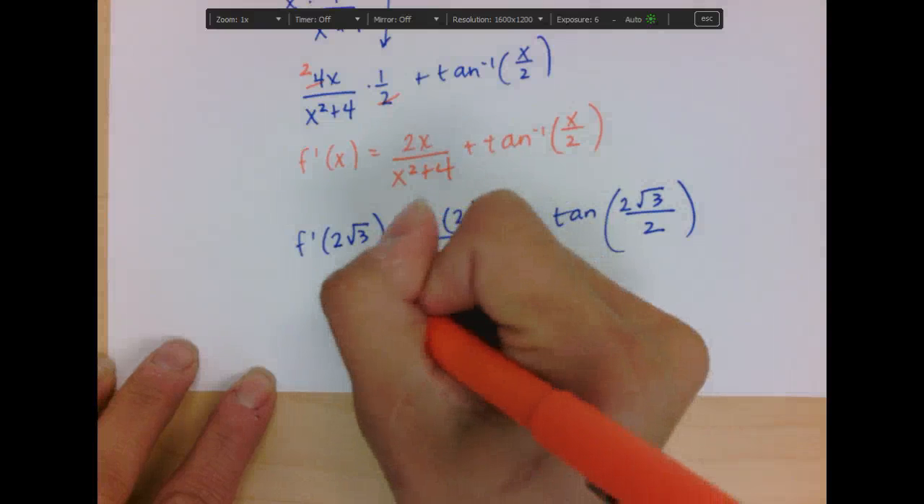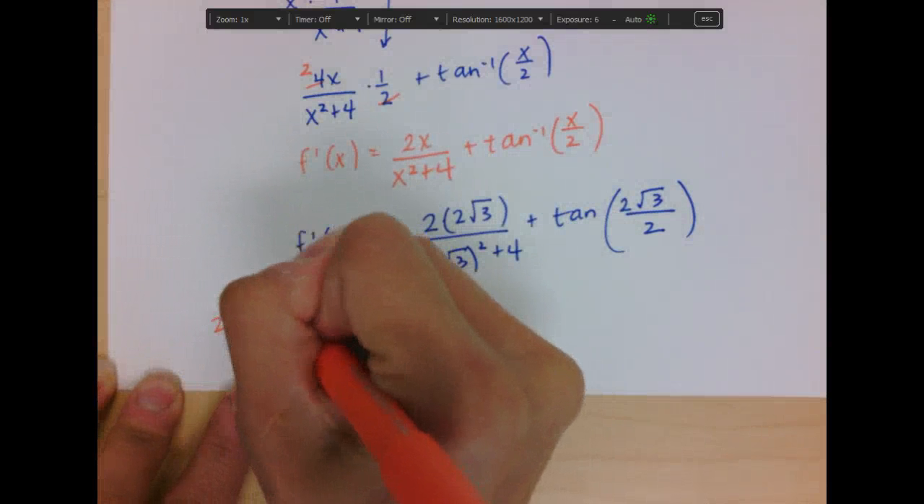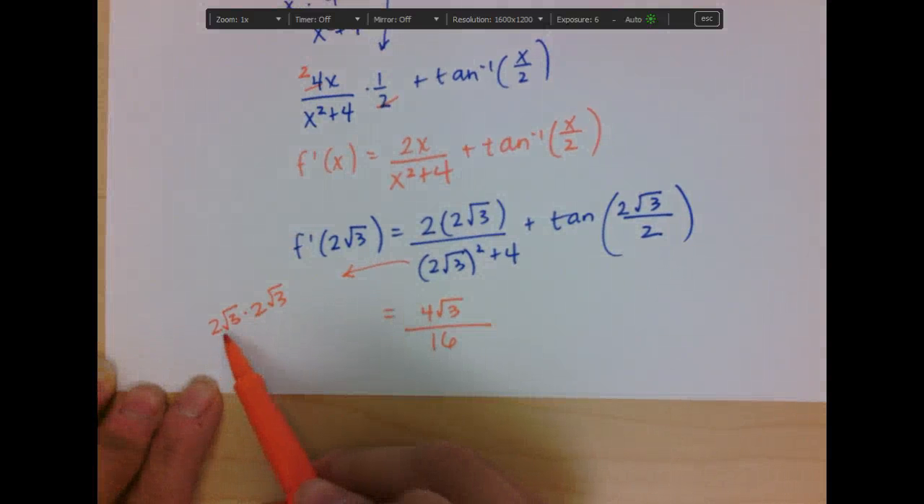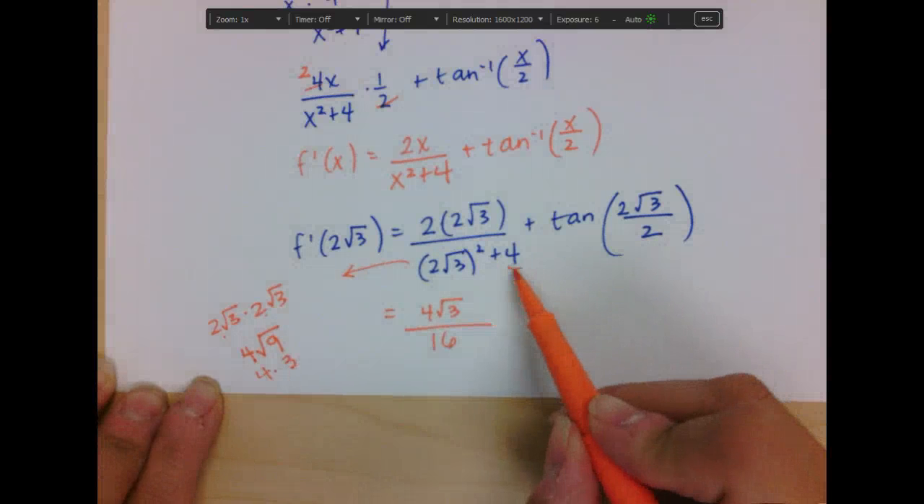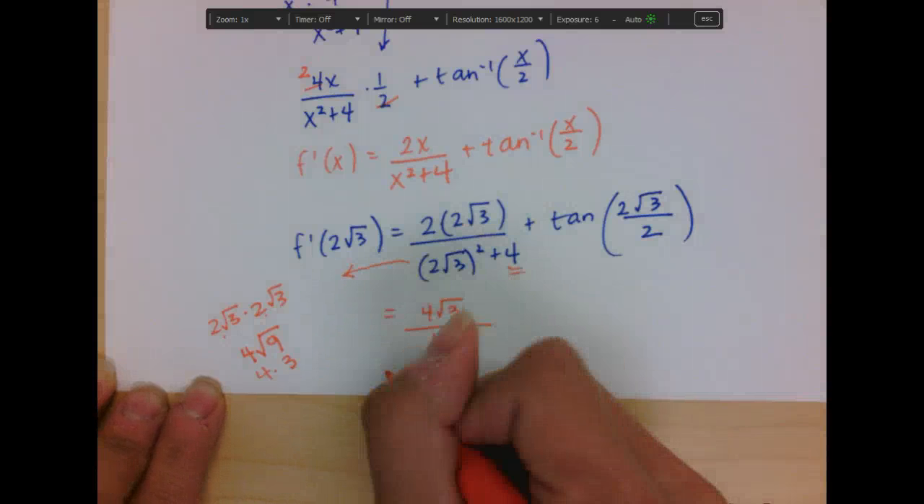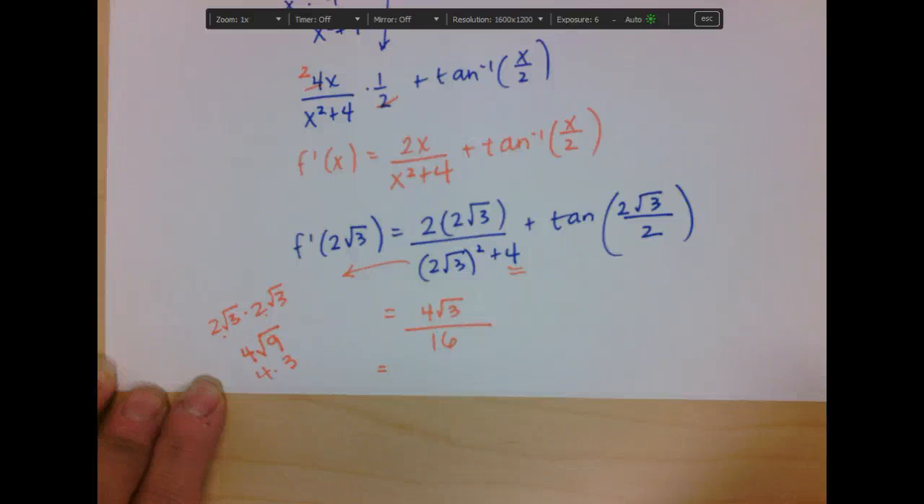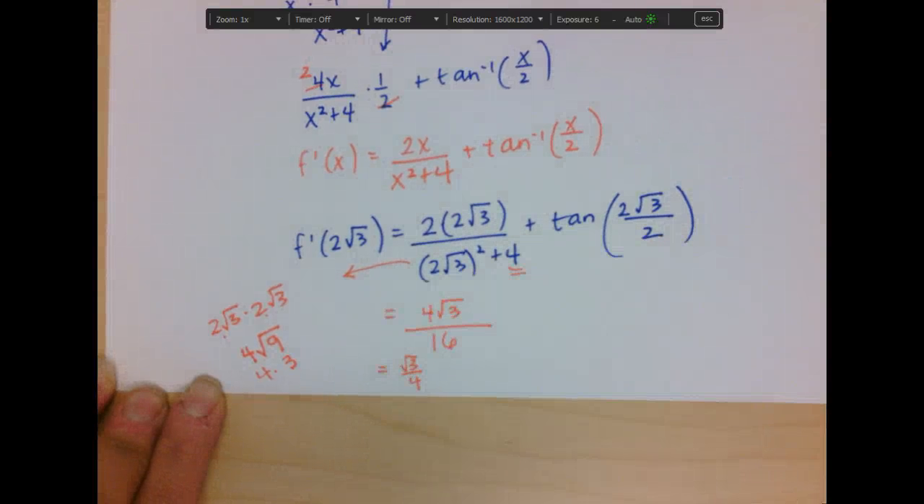So, again, off to the side here, 2 root 3 times 2 root 3. Squaring that, the 2 times the 2 gives you 4, and the square root of 3 times the square root of 3 gives you the square root of 9, and that is just 3. So 4 times 3 is 12. And then again I added the 4 to get a total of 16. That does reduce, the 4 and the 16 reduce to give me the square root of 3 over 4 in that fraction.